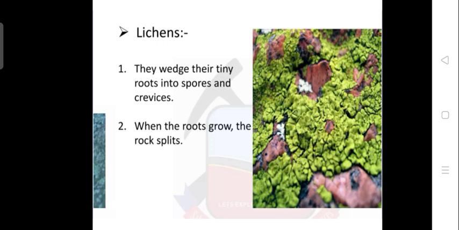If we go deeper, then we can check the lichens. Lichens are tiny plants that grow on rocks, which have tiny roots and spores. They mainly grow on the cracks of the rock. When these roots grow deeper into the crack, they pull. Due to the strength of the roots, the cracks begin to widen and slowly break down.